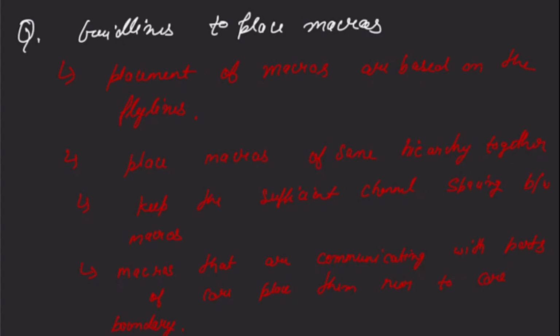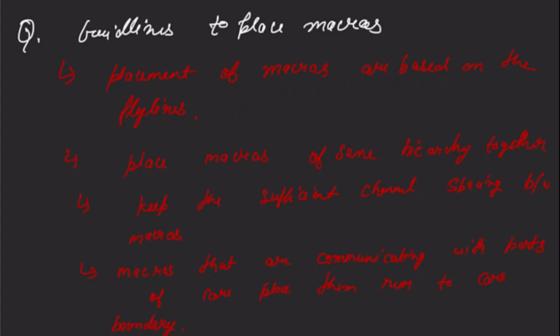The first question is: what are the guidelines we need to follow while placing macros? First guideline: placement of macros is based on the fly lines, and place macros of the same hierarchy together. It means macros of the same hierarchy need to be placed together. Otherwise, if we place them far away, it will cause timing violations, because net length and net delay will increase.